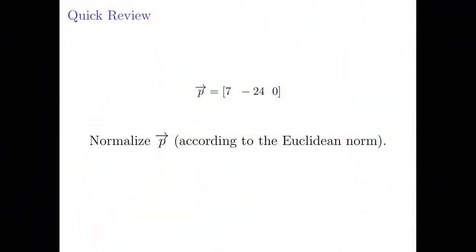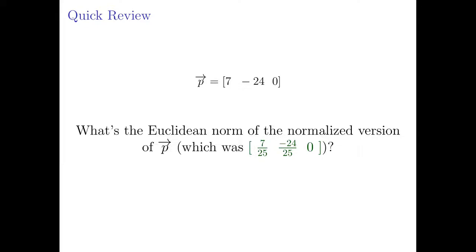All right. So back to our quick review here. What if I said, here's my vector, I want you to normalize it. And I'll say you normalize it according to the Euclidean norm. Now what are you going to get? And the answer is you're simply going to divide each element by 25 because the Euclidean norm of it was 25. And then if I say, hey, what's the norm of the normalized version of that? You remember we divided by 25 and we got that version there in green. What is the Euclidean norm of the normalized version?